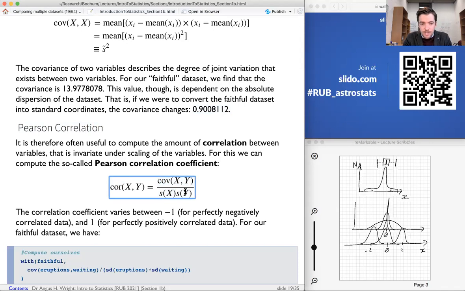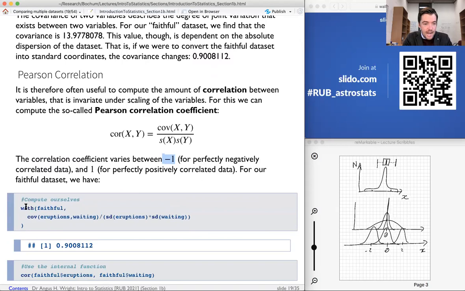And what that does is it removes that sensitivity that we saw here. The normalization by the standard deviation of X and the standard deviation of Y creates a value that varies between -1 for perfectly negatively correlated data and 1 for perfectly correlated data, and 0 for data that show no correlation, no relationship. So let's again calculate the correlation now between eruptions and waiting time in the faithful data set. And what we find is that the correlation of the Old Faithful data set is 90%. So it's very, very highly correlated.